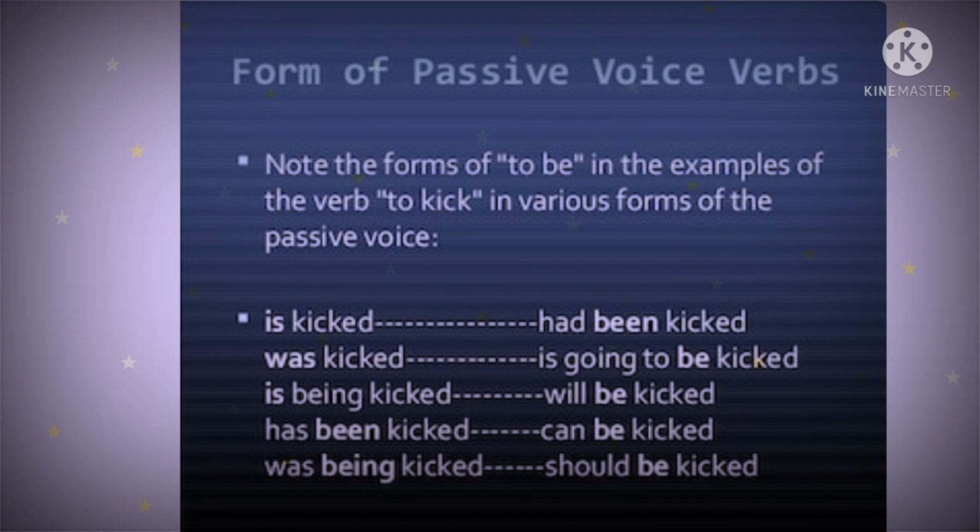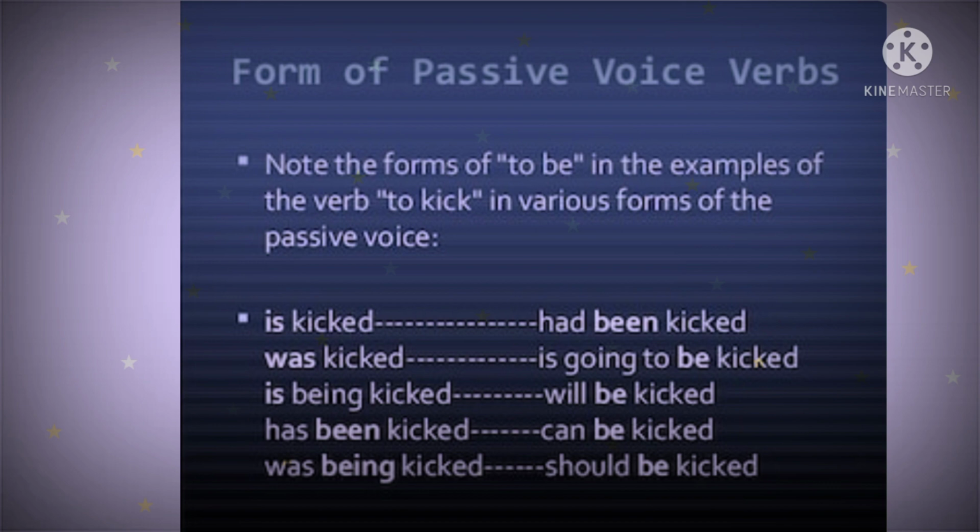For example, the sentence is, he kicks me. That is simple present. When it is changed into passive voice, simple present will be used with the be form, that is, am, is or are. So, I am kicked by him. He kicks me, I am kicked by him. Or if it is he kicks them, they are kicked by him. Or he is kicked by him, or she is kicked by him.